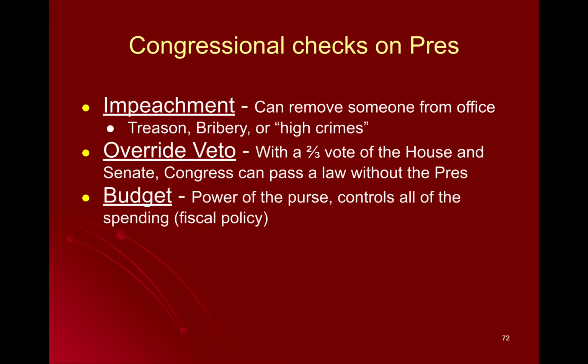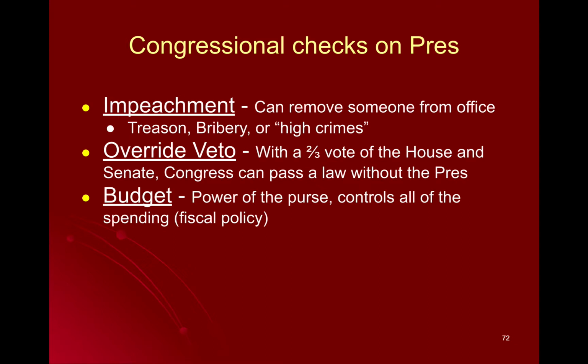The major check that Congress will always have on the president is the budget, because Congress in the Constitution handles all of the money. Congress gets to set the tax level, they get to collect our taxes, and they get to decide how it's spent. And I know this is not a very exciting check and balance, but this is the big one. Congress controls the power of the purse. This is also referred to in economics as fiscal policy. Congress gets to decide our spending levels and where we're going to spend the money.